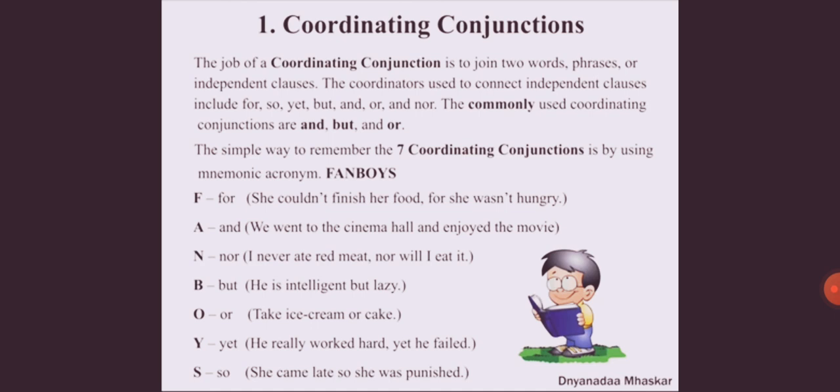Let us see each one of them. F stands for for. Let us see the example. She couldn't finish her food for she wasn't hungry. A stands for and. We went to the cinema hall and enjoyed the movie. N stands for nor. I never ate red meat, nor will I eat it. B stands for but. He is intelligent but lazy. O stands for or. Take ice cream or cake. Y stands for yet. He really worked hard, yet he failed.